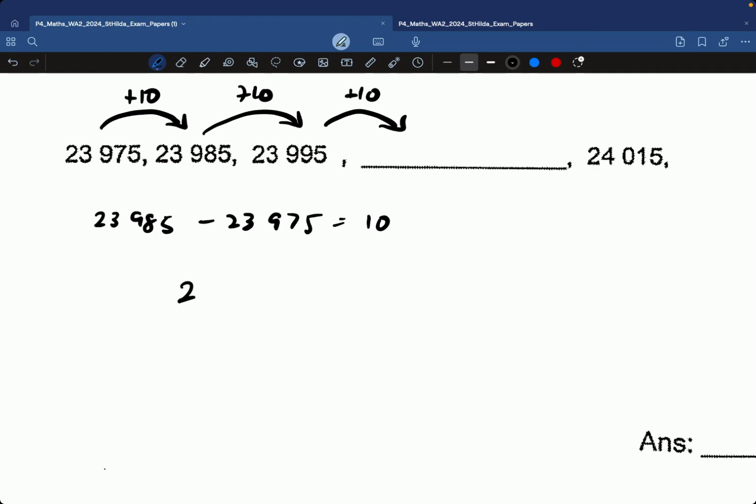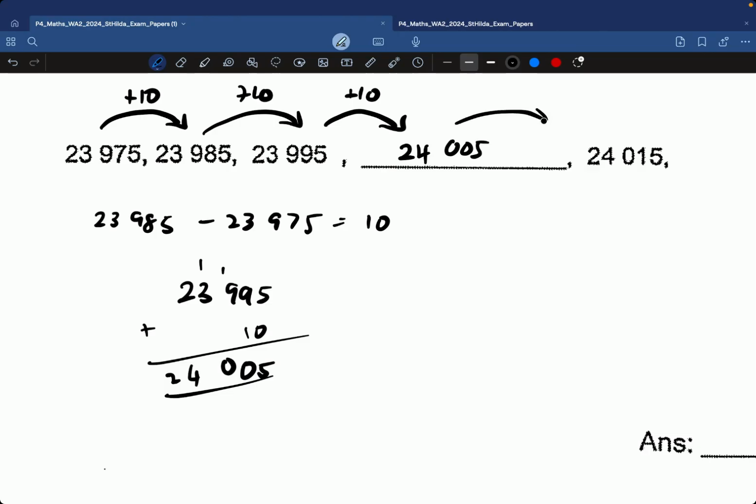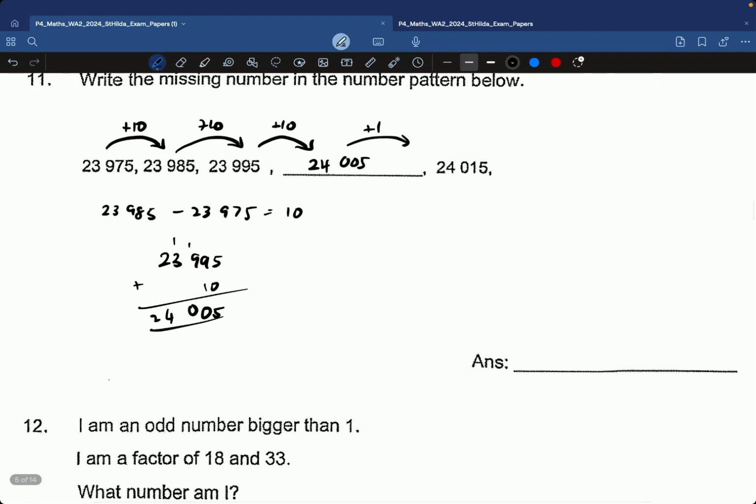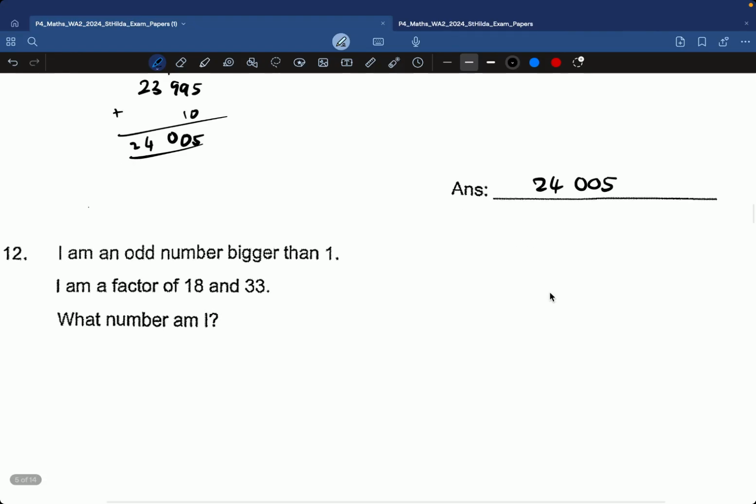So if you have 23,995 plus 10: 5, then 9 plus 1 equals 10, put 0 and carry 1 here. 1 plus 9 is also 10, put 0 and carry 1 here. So it's 24,005. If you add 10 here, you can see that it is also correct in the tens place. So in this example, the answer is 24,005. All right, let's move on to the next question.